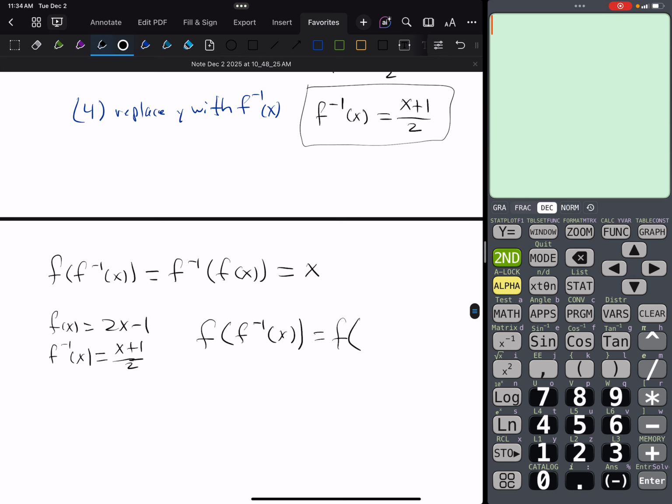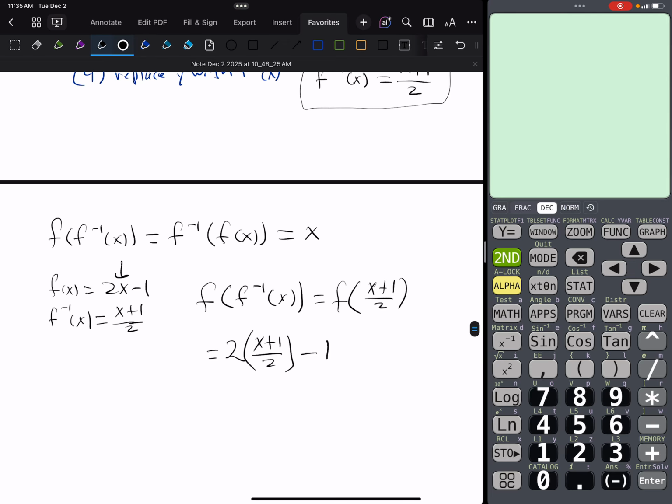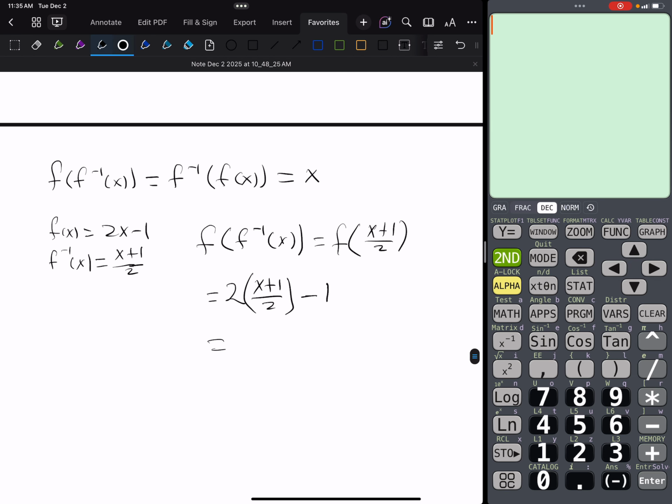And so that'll be f of, and instead of f inverse, I'm going to put x plus 1 over 2. All right, well, that's going to be x plus 1 over 2, and then there'll be a 2 in front of that, and then minus 1, right? Because I'm putting it into the place of x in my f of x. All right, well, my 2's are going to cancel. That'll leave me with x plus 1 minus 1, which will just leave me with x, which is exactly what I hoped for, because now I have f of f inverse equals x. I could check it the other way too, but it'll work out to the same answer.